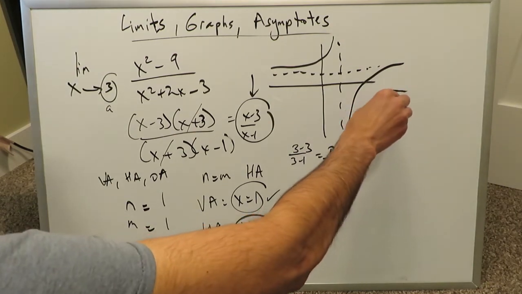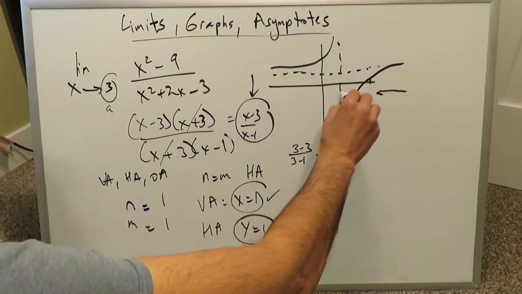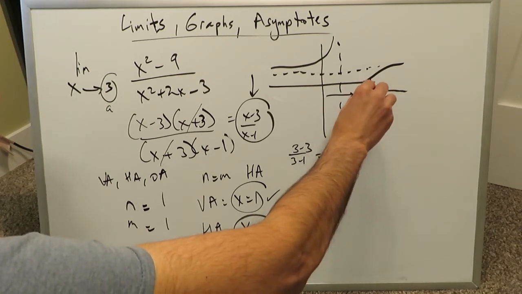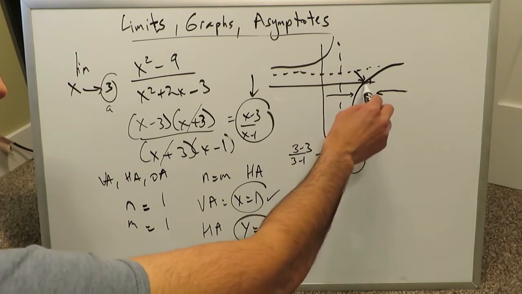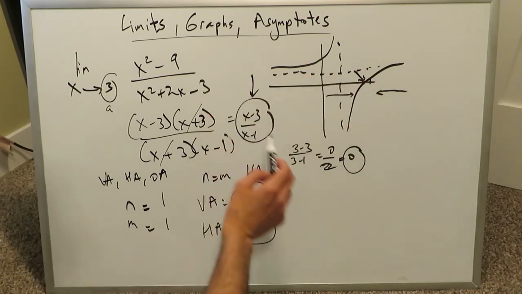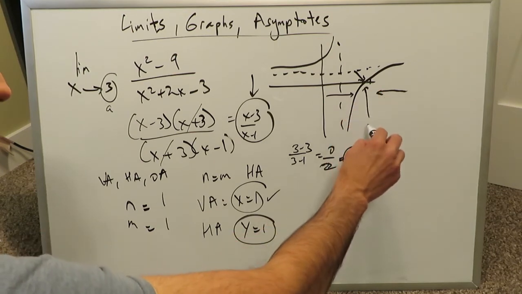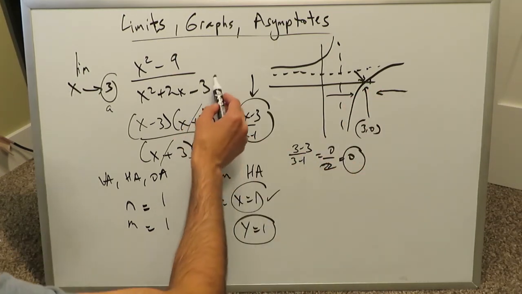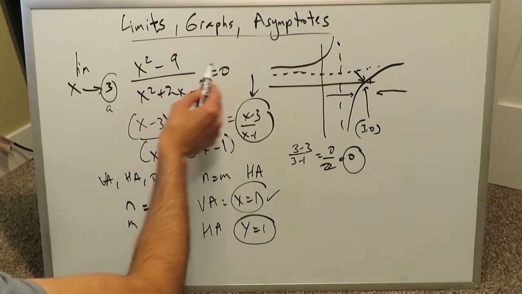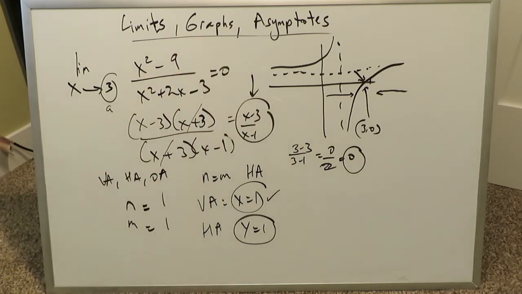So as values approach 3 from the right and from the left, your function right here will approach this specific value, and this value would be equal to 0. And that interestingly happens to be an x-intercept. This x-intercept right here would be 3 comma 0. And that right here would very well be an answer to your limit. As x approaches 3, your function approaches 0.